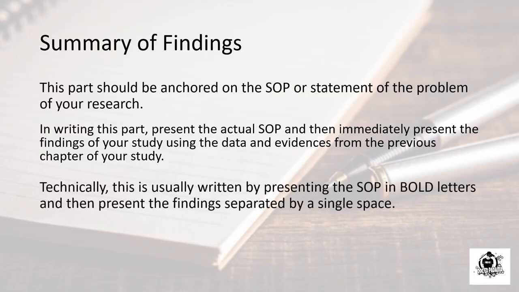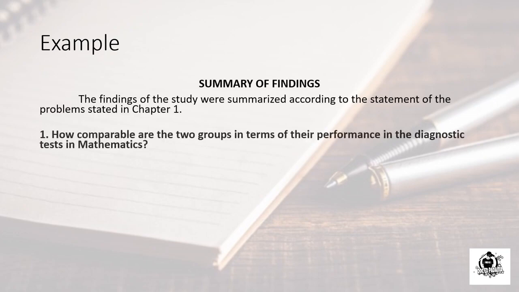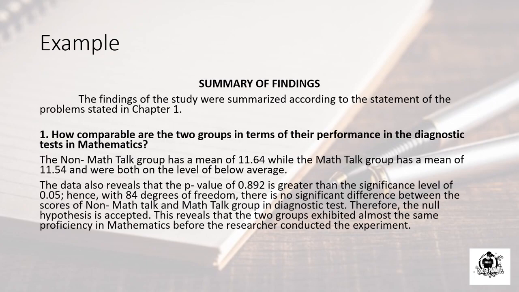And then, technically, this is usually written by presenting the SOP in bold letters and then present the findings separated by a single space. Again, I will be giving you an example on the next slide for you to be able to visualize how to write the summary of findings. Okay, so this is the example of the summary of findings. So you have the title on top and then an example of how you should present your summary of findings.